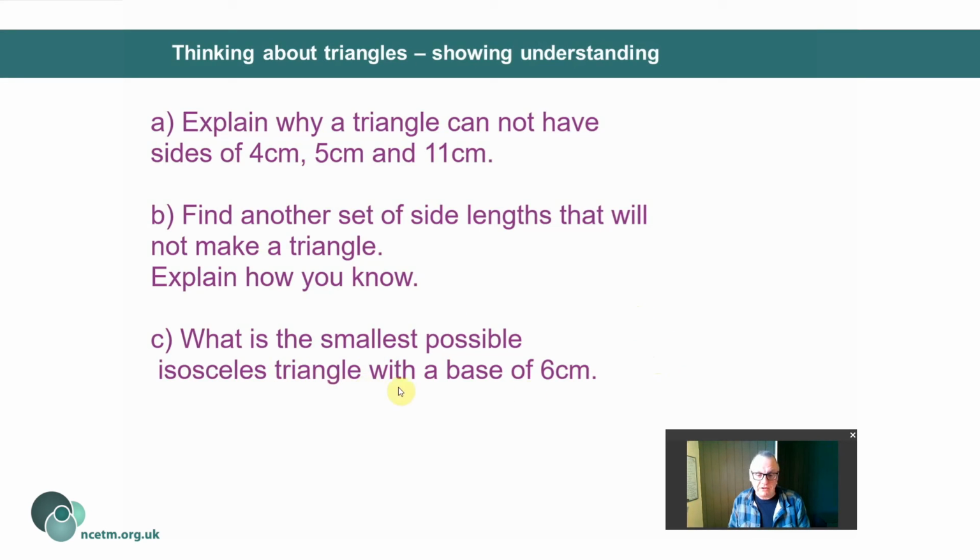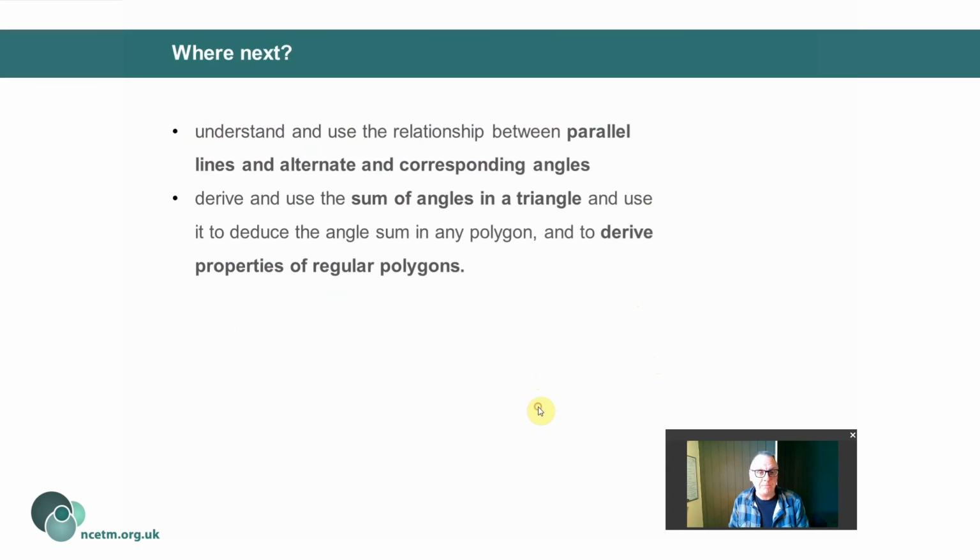What's the smallest possible isosceles triangle with a base of 6 that can be made? And you can challenge them to try and make a really, really small isosceles triangle with a base of 6. See what they can come up with. So that's probably quite a lot for this unit of work, and we should be able to, by following some of these ideas, get some good deep thinking about the basic premise of angles into the students' minds.